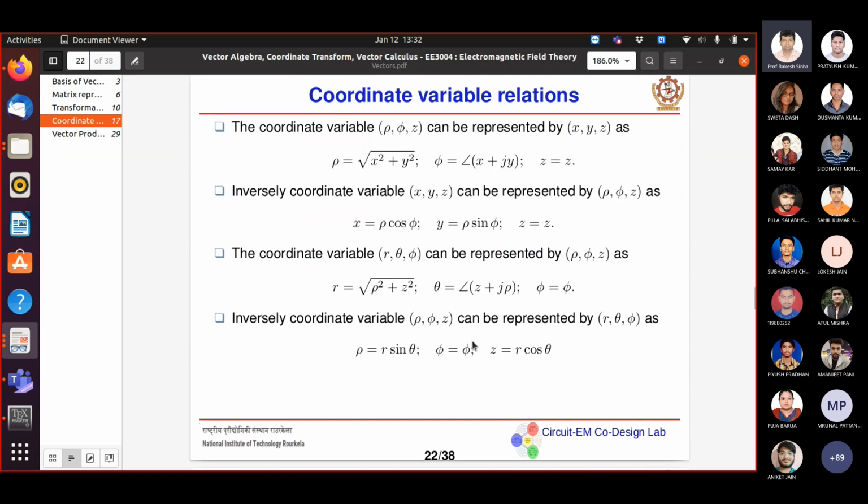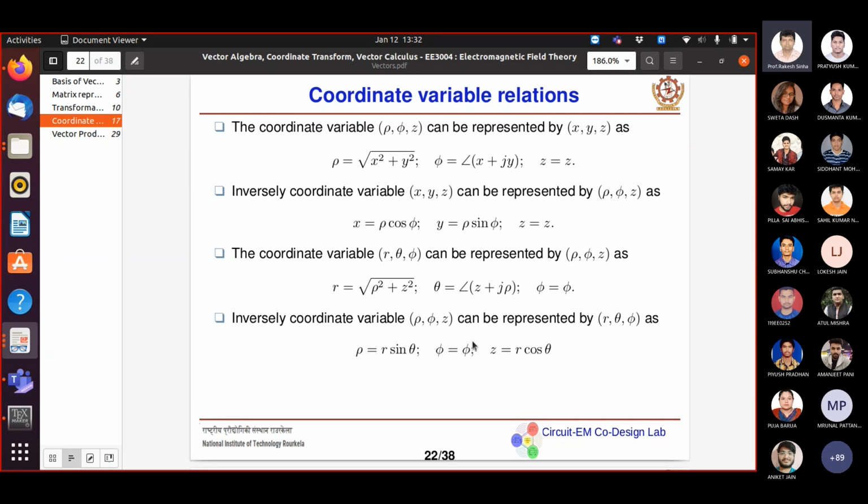Okay, so now it comes to coordinate variables. This thing I have already discussed, but I am discussing it again because these are a little bit difficult. When we try to derive the differential length, differential area, or the del operator, meaning the gradient, divergence, or curl operator, from one coordinate system into another coordinate system, you need to have knowledge of this transformation.